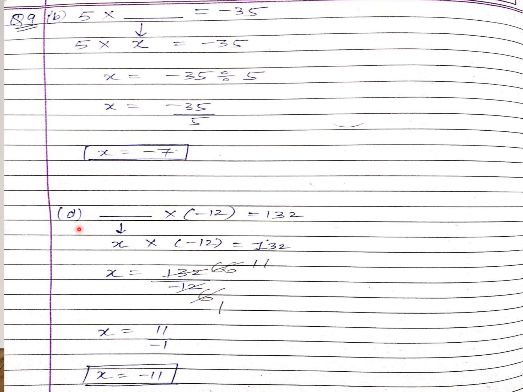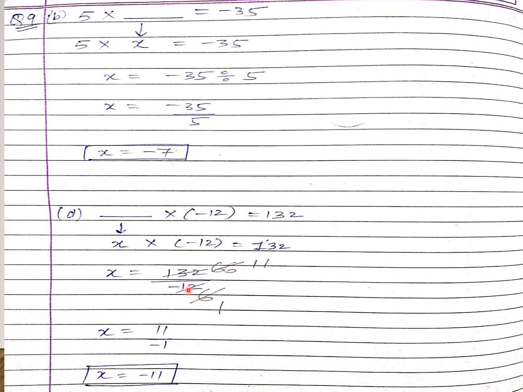Okay. Now see the D part. Again we have a blank multiplied by minus 12 is equal to 132. Now I will take this blank as x into minus 12 is equal to 132. Now we have to find the value of x. Please cover this x and see what is extra over here. It is minus 12. So we will take this minus 12 to right hand side. Here it is in multiplication. So on right side it will become division. So we will get x equal to 132 upon minus 12.